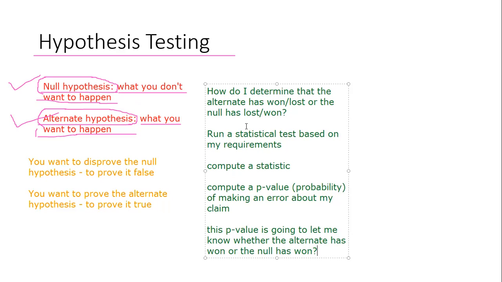So the p-value is actually the error, that is, how much error I can make in making the alternate hypothesis true. What is the chance of my making an error on my claim about the alternate hypothesis? If that is less than 5%, then I'm okay. I can say the alternate is true. If the p-value is greater than 5%, then I say the null hypothesis is true. Ideally, this is the scenario. But you can also assume 10% sometimes.